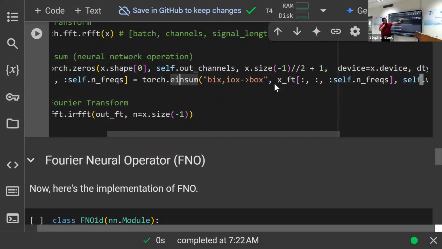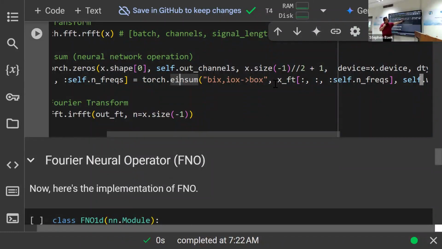So what happens is we have two tensors coming in to the summation, and then as a result of the Einstein summation, we produce one tensor, okay? The first tensor we're going to index as B, I, and X. So B here stands for the number of batches, I stands for the number of channels, and X stands for the number of grids in the x-axis. As a matter of fact, our input was the number of batches, number of channels, and then the signal length, right? So basically, we're indexing them using BIX, okay?